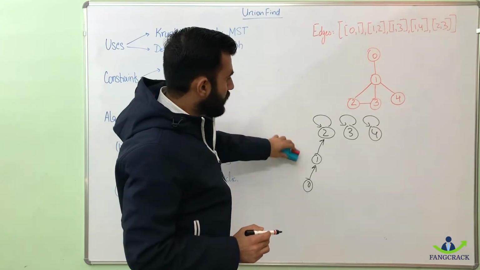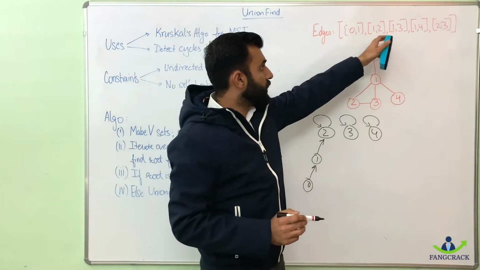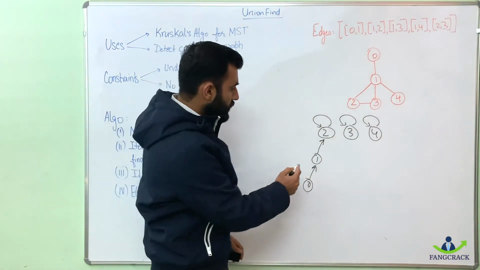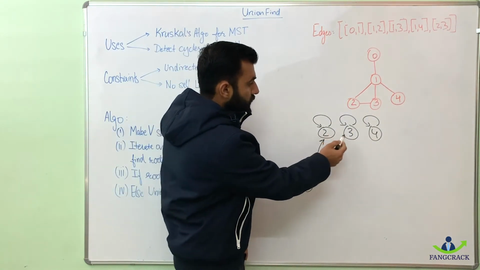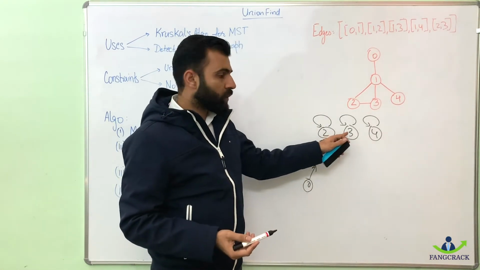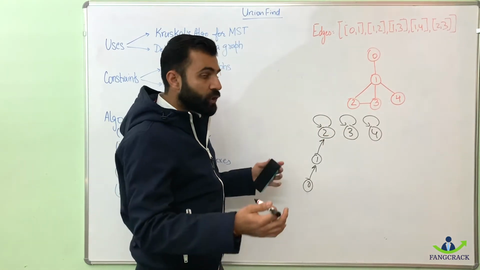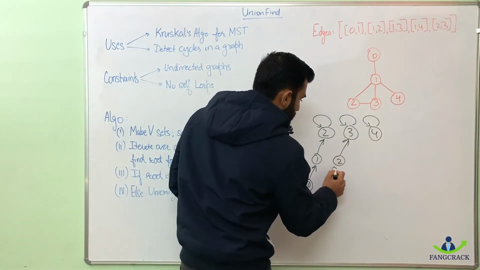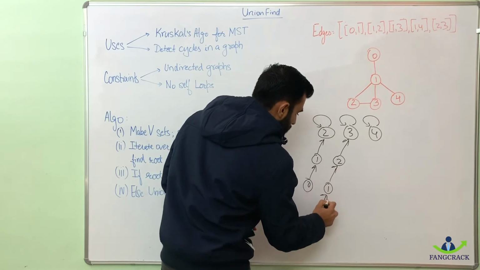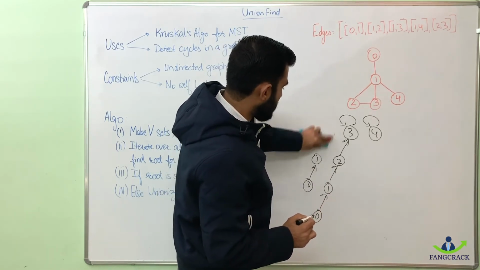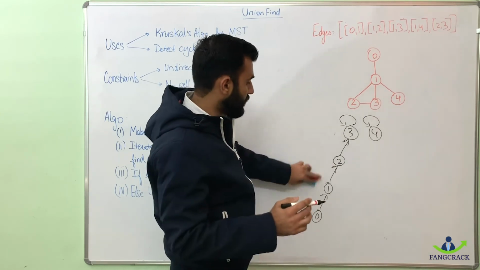Alright, so let's move on to the next edge, 1 and 3. We find what is 1's parent. Well, 1's parent is 2. What is 3's parent? 3's parent is 3 itself. So is 2 equal to 3? No. That means we unionize them. So now 2 points here, 1 was already pointing to 2, 0 was already pointing to 1. So this set no longer exists by itself.